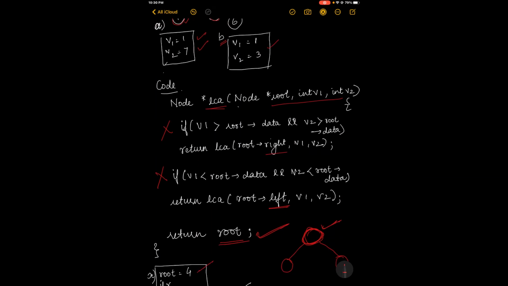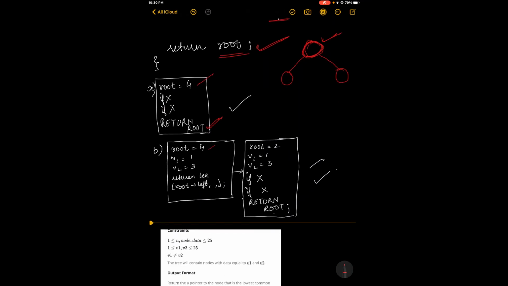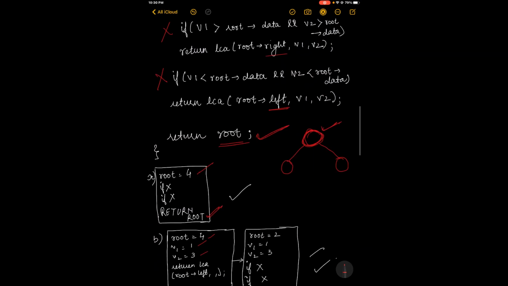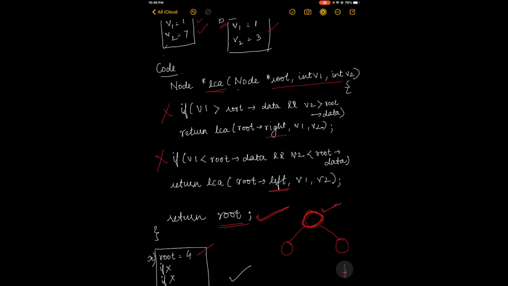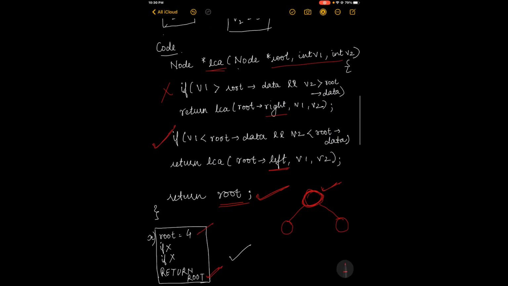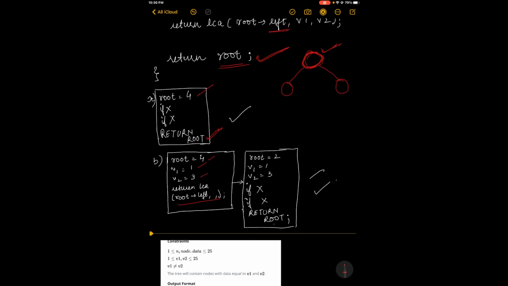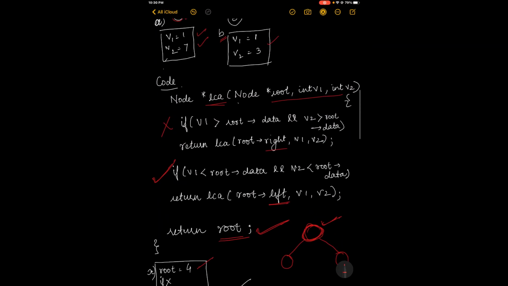Now this was a very straightforward example given in the question. Let us now move to the second bit where V1 equals 1 and V2 equals 3. So here root equals 4, V1 equals 1, V2 equals 3. As you can see, V1 is lesser than root data and V2 is also lesser than root data. Since both are lesser, we will follow the second if condition, this one, and move to the left, return LCA root left. Once that happens, we know that the left child of 4 is 2.